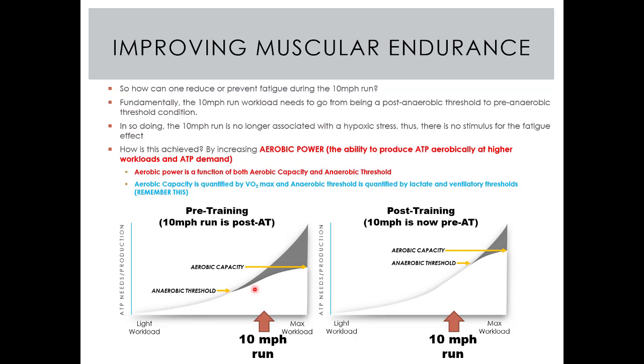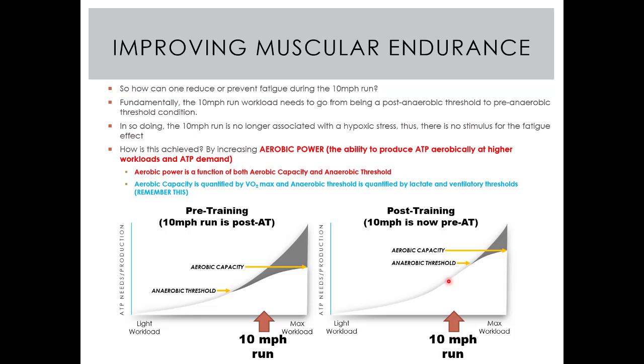As you can see here, at pre-training, the 10 mile per hour workload was above the anaerobic threshold, and thus hypoxic, and thus fatiguing. Endurance at 10 miles per hour was poor. Now, after say some weeks or months of training, your aerobic power increased so that the 10 mile per hour workload, which is placed on the exact same spot on the x-axis, is now below the anaerobic threshold. And thus, there is no hypoxic stress since now, at this 10 mile per hour workload, the oxygen demand that is required for the aerobic system to fully meet the ATP demand is now sufficiently available.